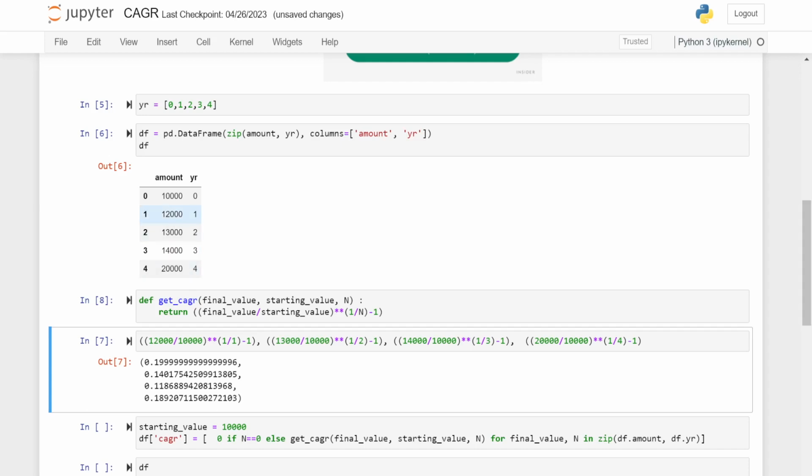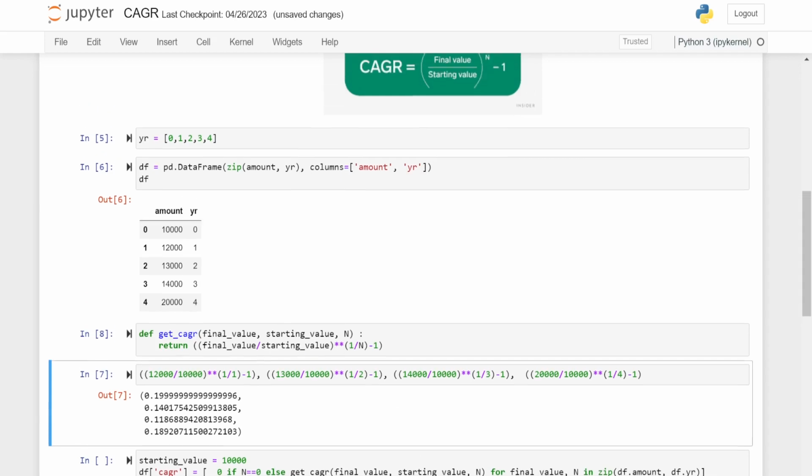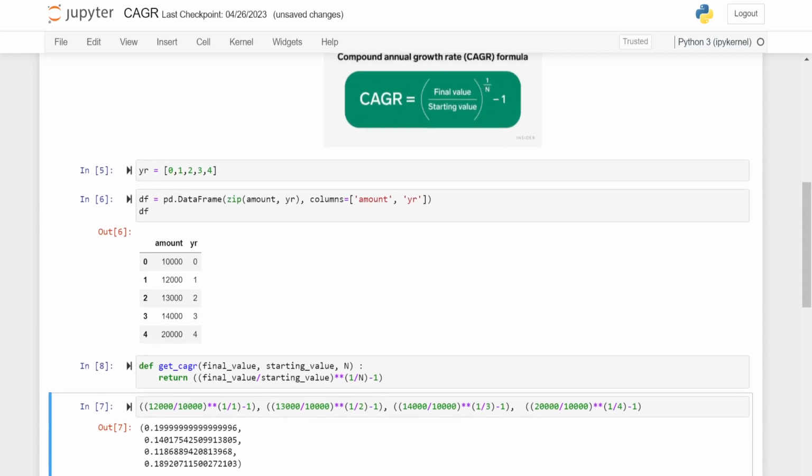So let us talk about the second value. Suppose final value is 12,000, n being 1. So what we'll do? We will pass final value, that is 12,000, to this function, 10,000 to this function, n being 1. And then this formula has been plugged into this function. And what is it going to do? Exactly this operation. See, this it is going to do. And it will give us 20% in return.